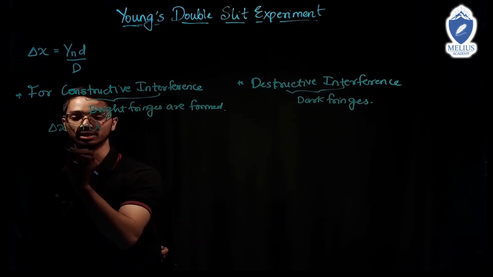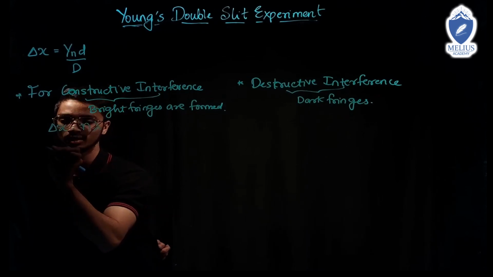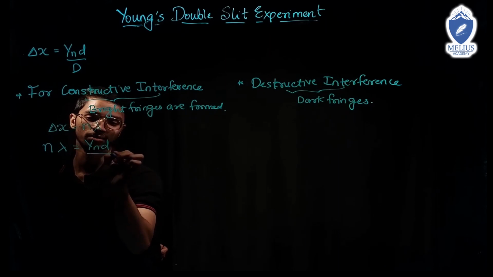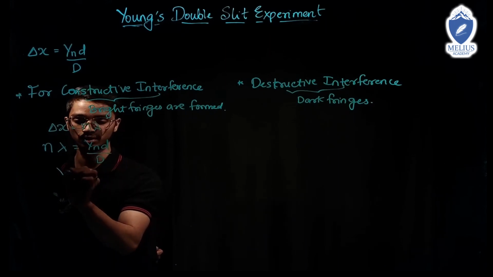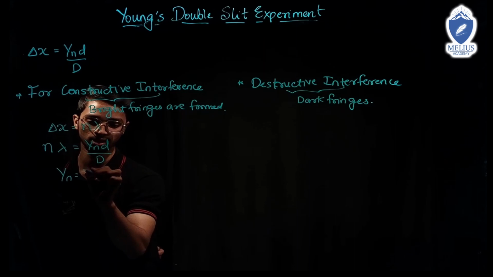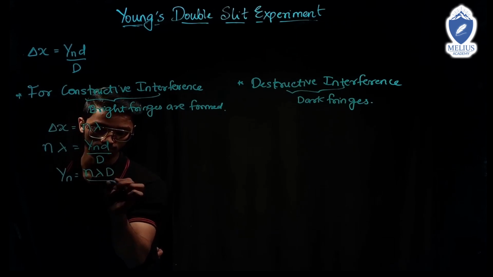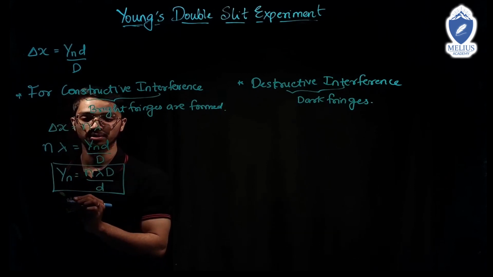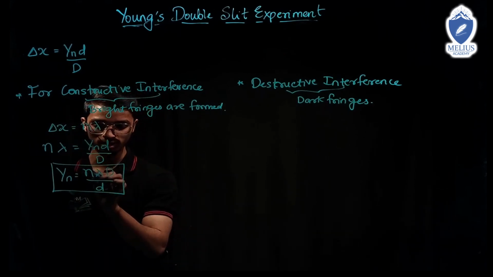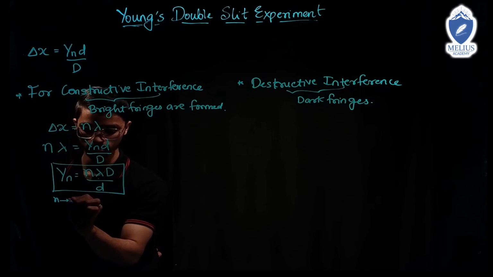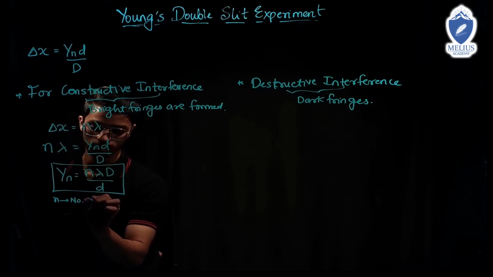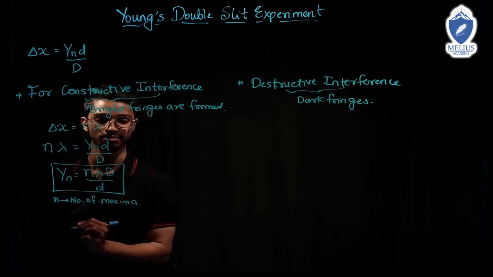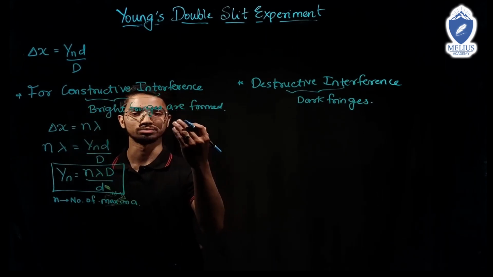So substitute this in this. We can compare both of these. Then n lambda will be equal to yn small d by capital D. Then yn will be equal to n lambda capital D by small d. This is the condition for bright fringes. What is n here? N is the number of maxima: first maxima, second maxima, third maxima, fourth maxima.